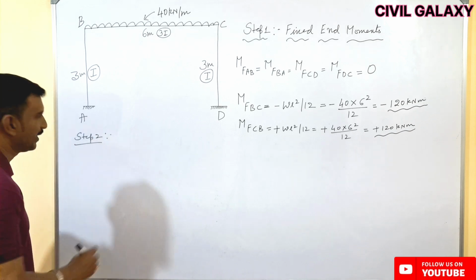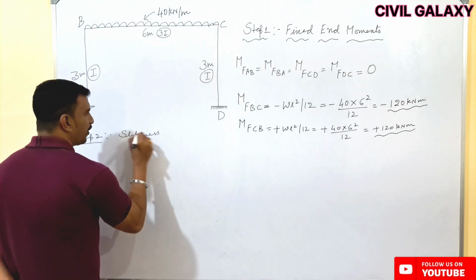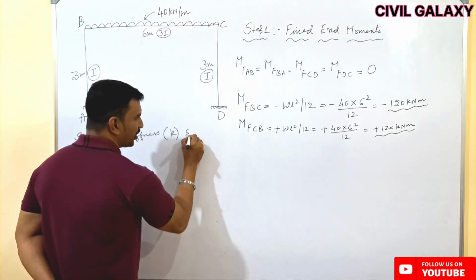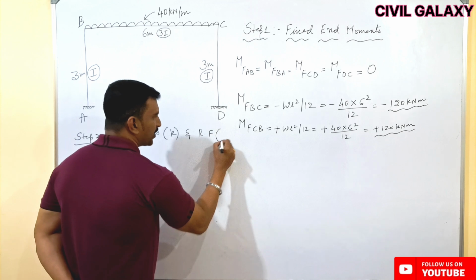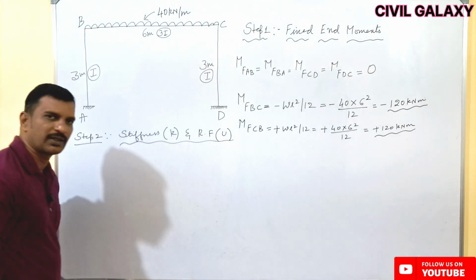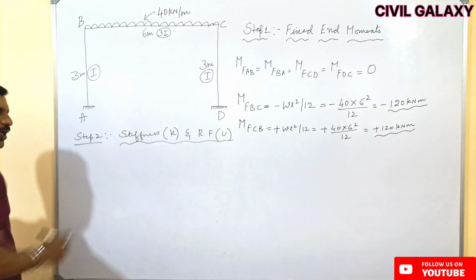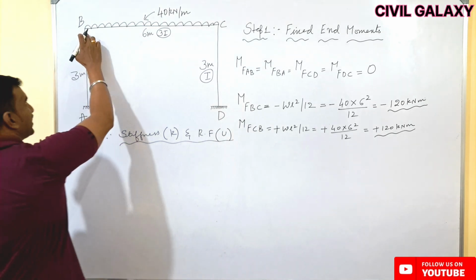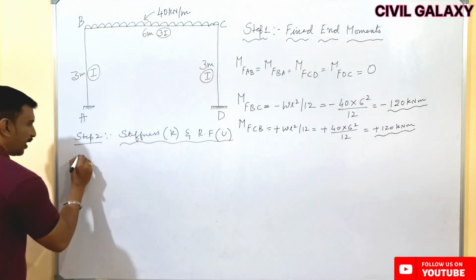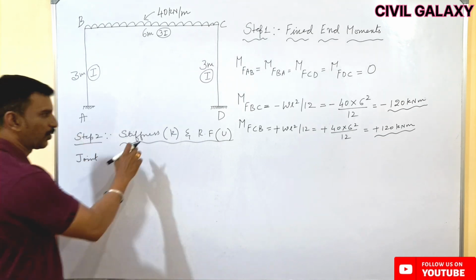After calculating the fixed end moments, the next step is to find the stiffness, which is represented by K, and the rotation factor, which is represented by U. In this frame, we have two joints, B and C. So I will consider a table to find the stiffness and the rotation factor.